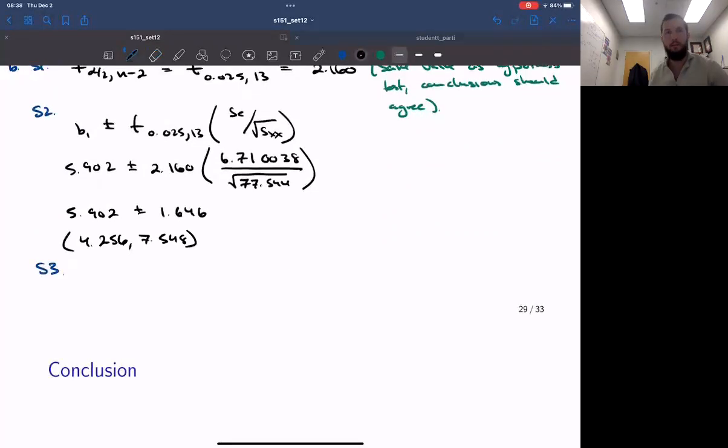All right, so now we can say we are 95% confident that the population slope, or the population value of beta 1, is between 4.256 and 7.548. But again, we can recognize here that the slope is telling us how much the response variable changes for each unit increase in the predictor.